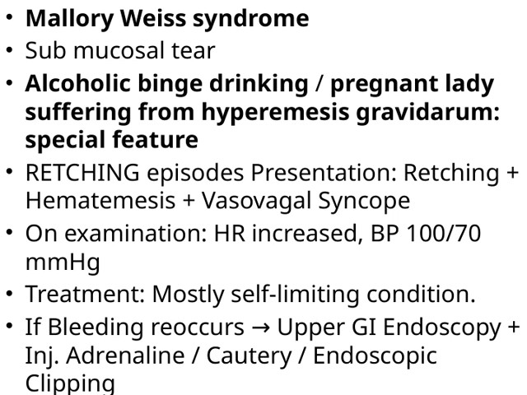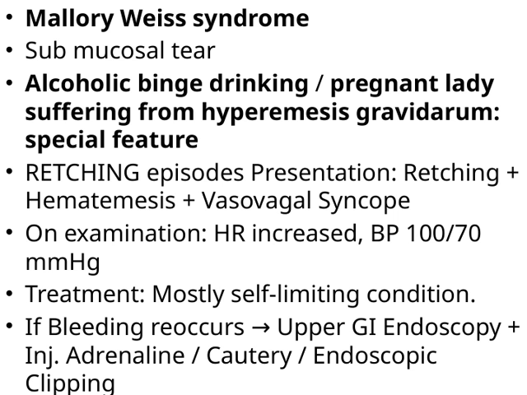In terms of presentation, patients typically come in with retching episodes followed by hematemesis, which is vomiting blood. Sometimes, this can lead to vasovagal syncope, resulting in fainting. On examination, you might notice an increased heart rate or tachycardia and blood pressure that can be around 100/70 millimeters of mercury. Most cases tend to be self-limiting, meaning they resolve on their own without extensive intervention.